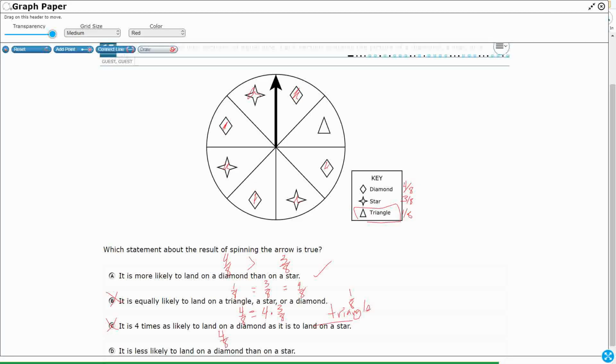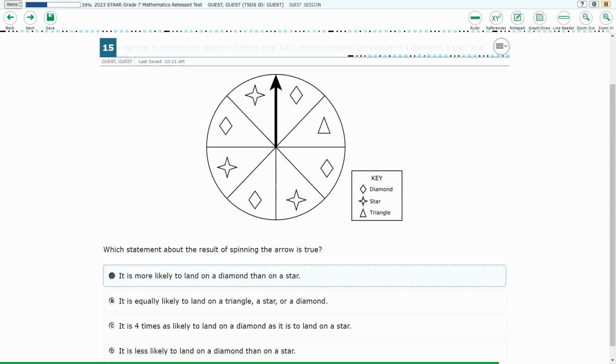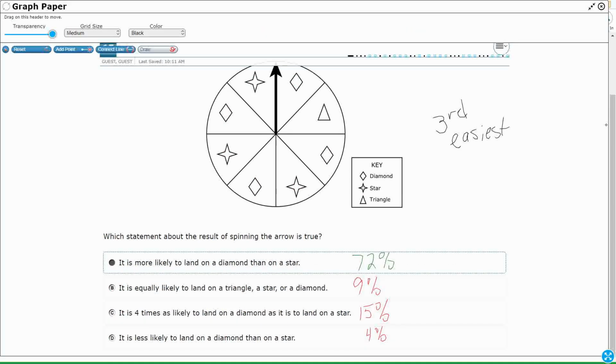So diamond is less likely than a star, 3/8. Right, we know that is incorrect. All right, so our answer here is A, and let's see how we did across the state of Texas. As you would imagine, this was very easy. This actually was the third easiest on the entire test. Look at that, 72% of our students actually got that correct.